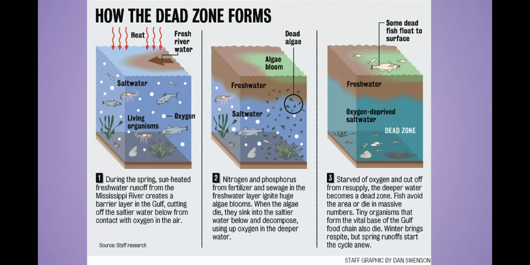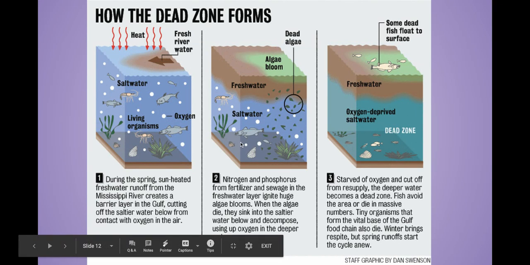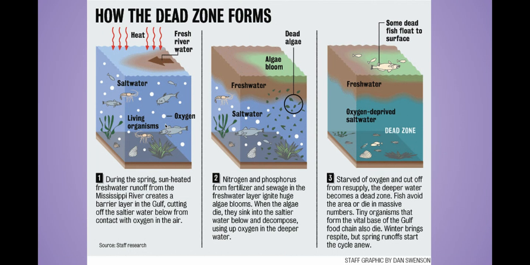Okay, so how does the dead zone form? So first, during the spring, we have the sun hitting the fresh water. For example, this is the example of what happened on the Mississippi River. And what's going to happen is I have regular life happening. I don't have any accumulation or anything. But if I have accumulation coming with fresh water, it's going to bring the nutrients from any agricultural lands, from wherever the river is coming.